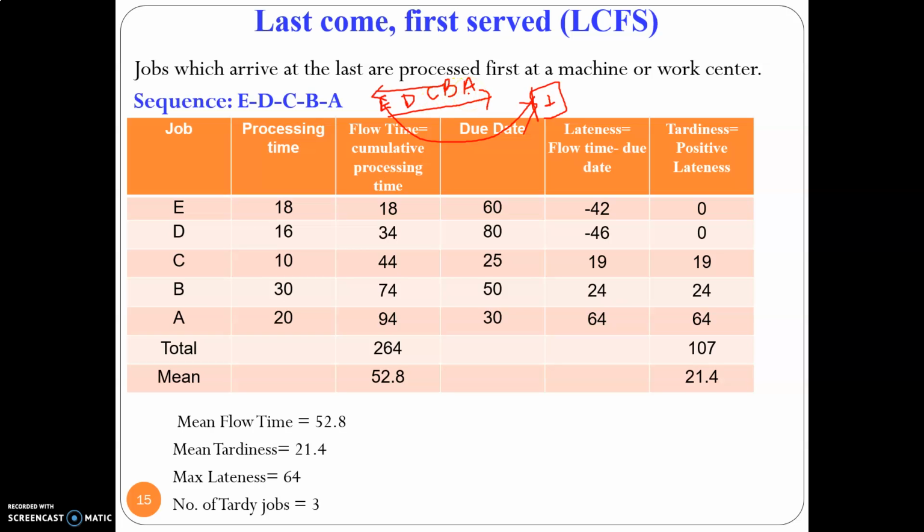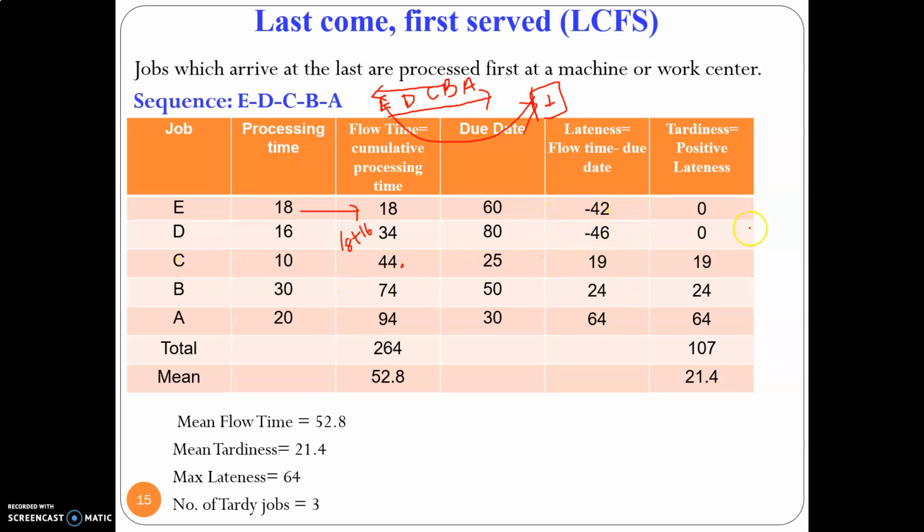So these are heuristic rules. The first come first serve or the last come first serve, these are heuristic rules. I'll be arranging the jobs in that particular order, that is, the last job will be given the first priority. Then I'll be writing the corresponding processing time and the due time of the jobs. Then I'll be finding the flow time, which is nothing but the cumulative of the processing time. So 18 plus 16 will give you 34. At the end of the 44th minute, job C will be completed.